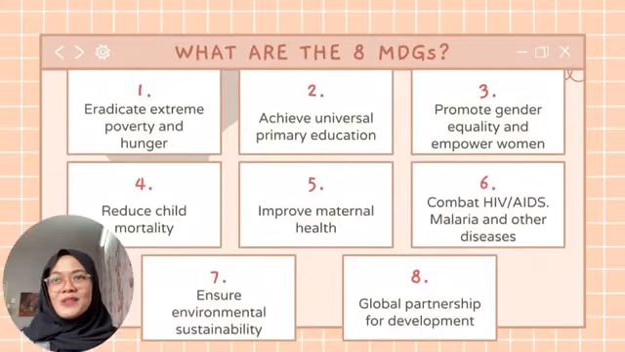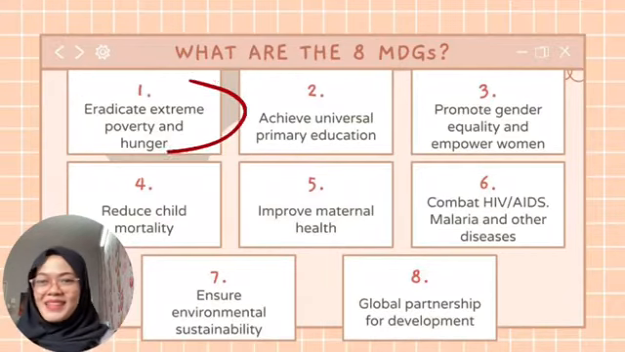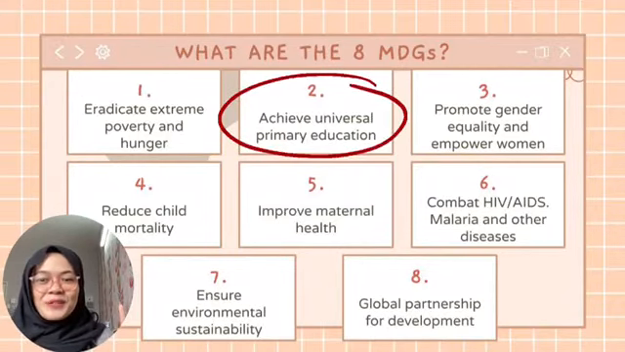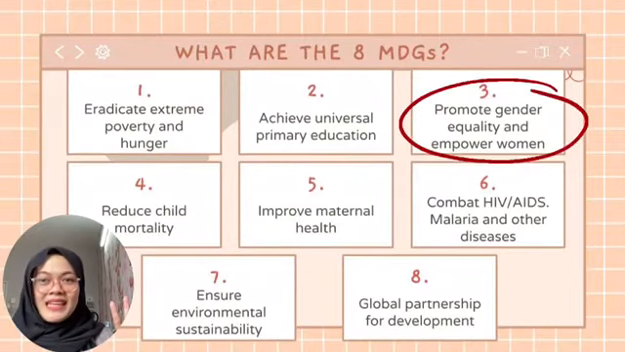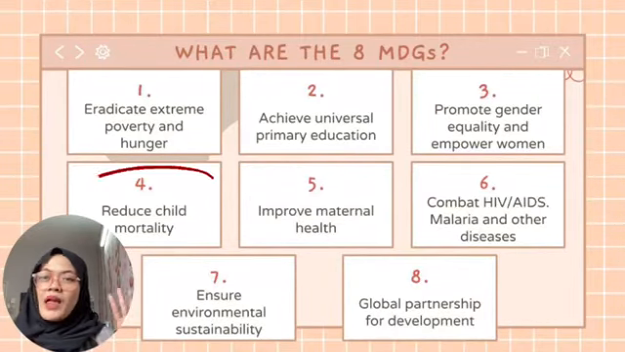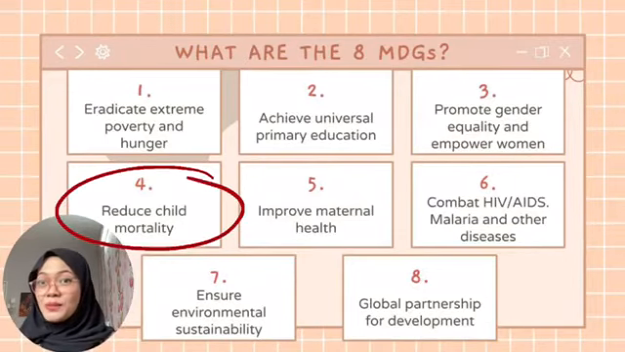So, let's take a look at what are the 8 MDGs. The first one we have is eradicate extreme poverty and hunger. The second one is achieve universal primary education. And the third one is promote gender equality and empower women. The fourth one is reduce child mortality. Do you know what is child mortality?